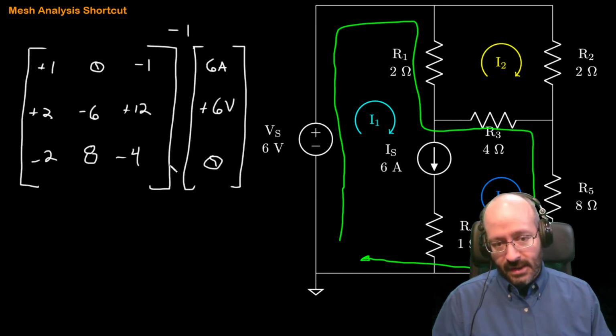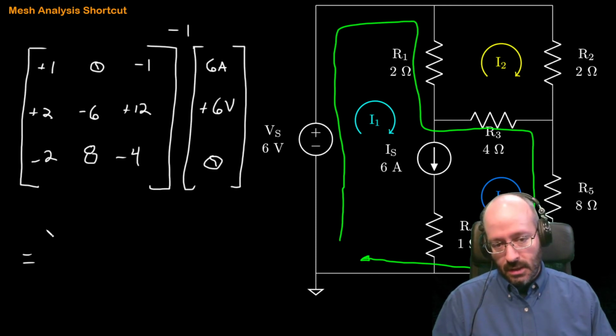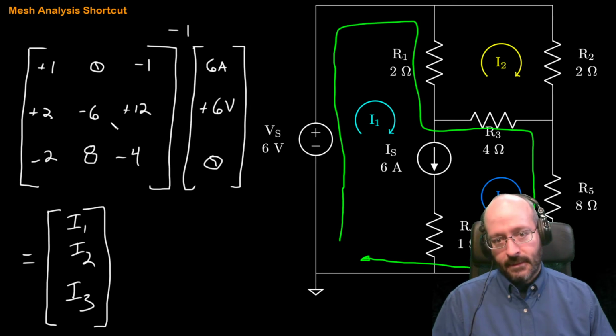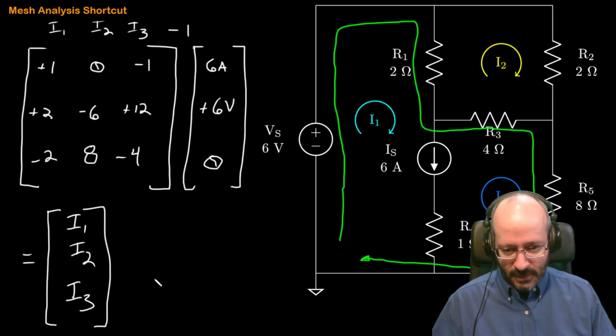Okay, so I'm going to calculate this. Sorry, I have to do a little line break here. This is going to give me I1, I2, and I3. And that corresponds to the coefficients up here in the columns. And then I'll get those labeled somehow. I'll fit that in there. But let's go ahead and calculate this.